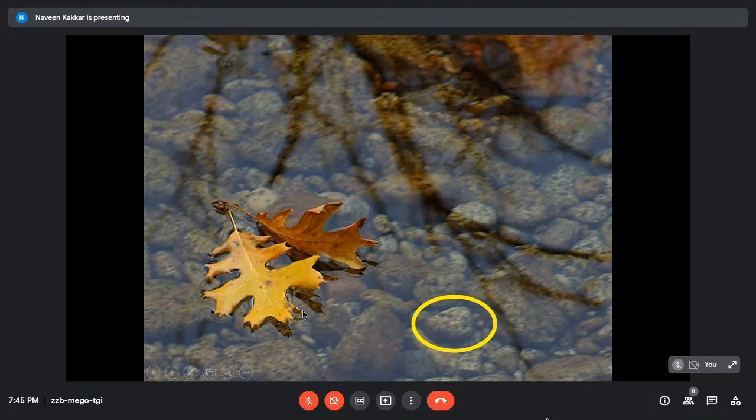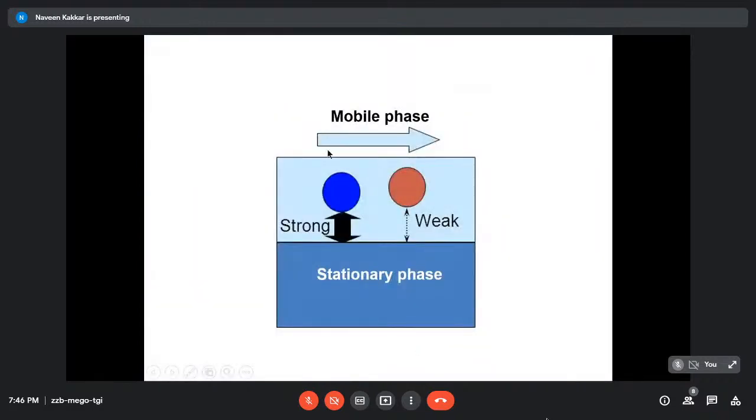So we threw them together, and we are able to get them out based on their different attachment or attraction towards the bed here. Imagine the water was the mobile phase, the strong binding was the pebble, the leaves were the weak binding. So leaves will leave the column faster, while the stone will stay for a longer time and come out later. That's the basic principle of HPLC.